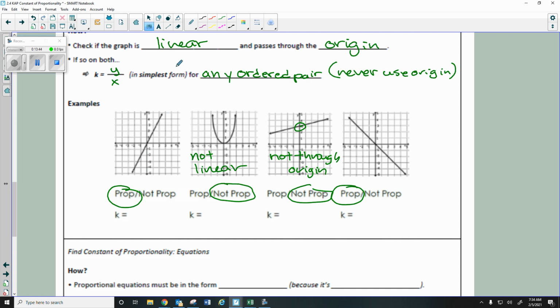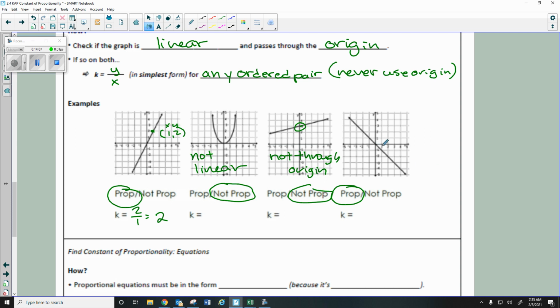Okay, so to find k, you just take any ordered pair that's not the origin and you put y over x. So I'm going to do this point right here. That ordered pair would be over 1, up to x and y. So I'm going to put y over x. I'm going to put 2 over 1. That simplifies down to 2.